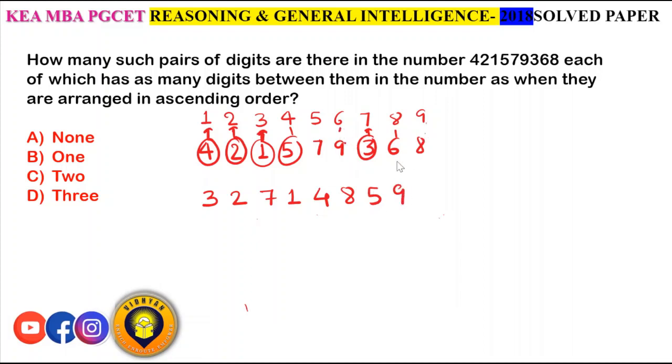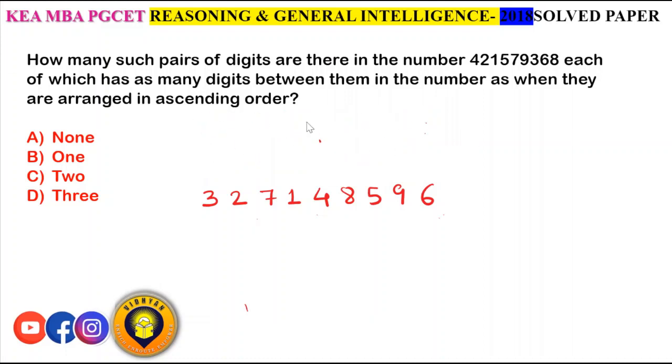And then in ninth place there is 6. So this is what arrangement you have to make in this question. Only then you can find the answer, right? Now what you have to do, you have to find the pairs of digits, each of which has as many digits between them as in the numbers. That means as many digits between them means what?